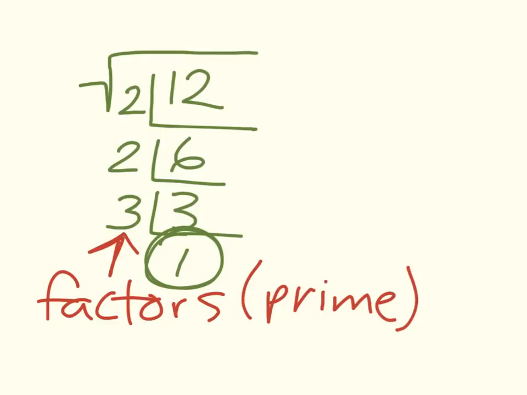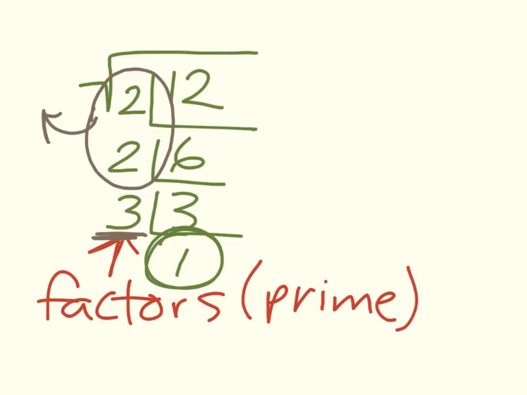Now, remember how I said you had to have a partner to come outside and play? Well, I have a 2, and 2 has a partner. That means 2 can go outside of the radical and play. 3, he doesn't have a partner. He can't go outside and play.